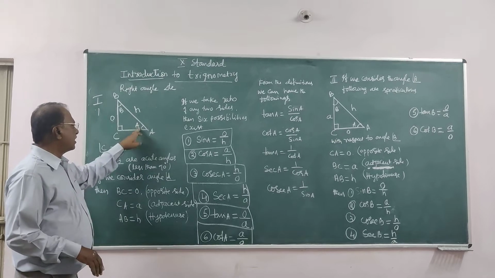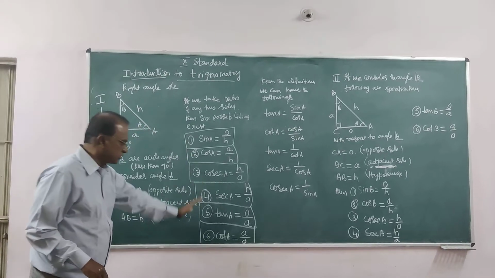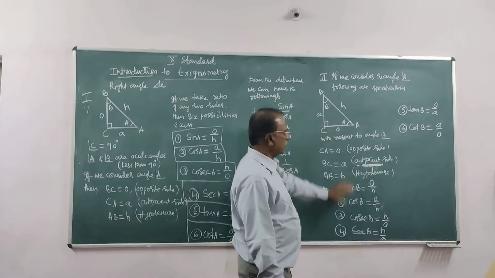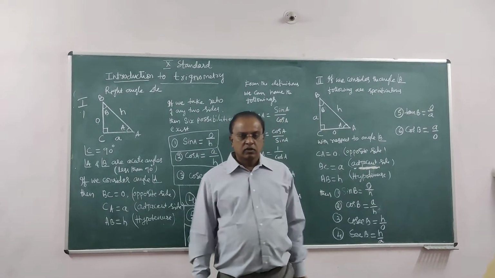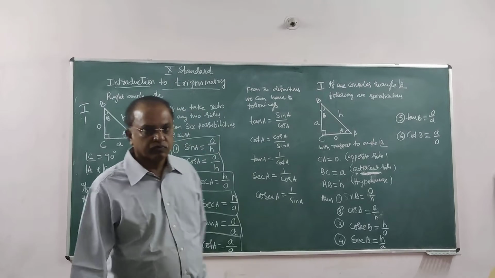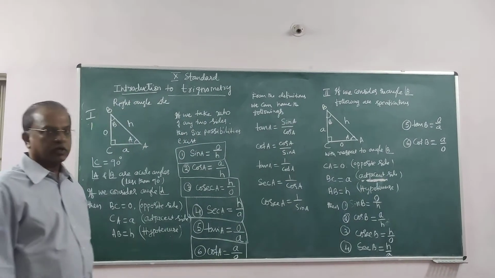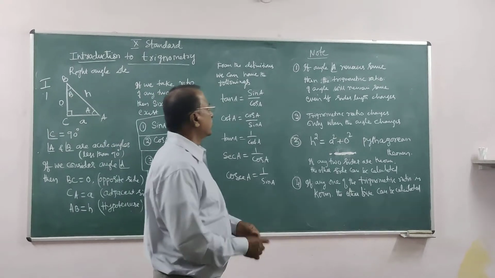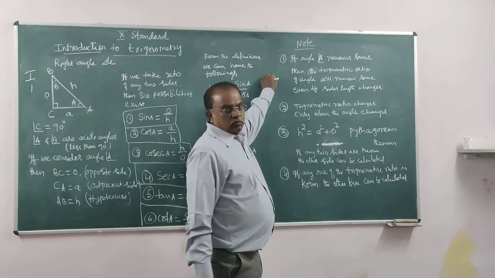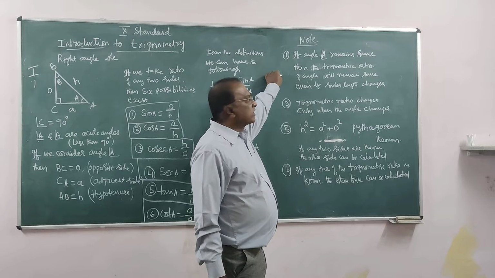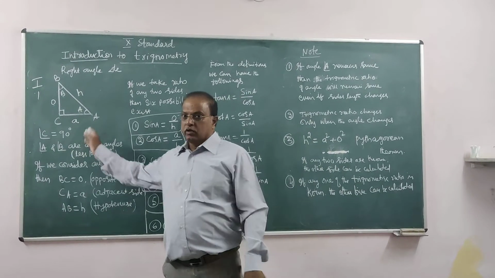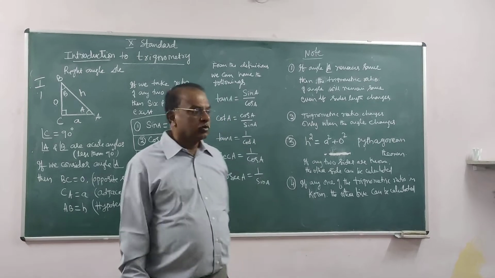If you take angle A, or if you take angle B, you have the following ratio of the sides. The following notes we can realize from this introduction to trigonometry.